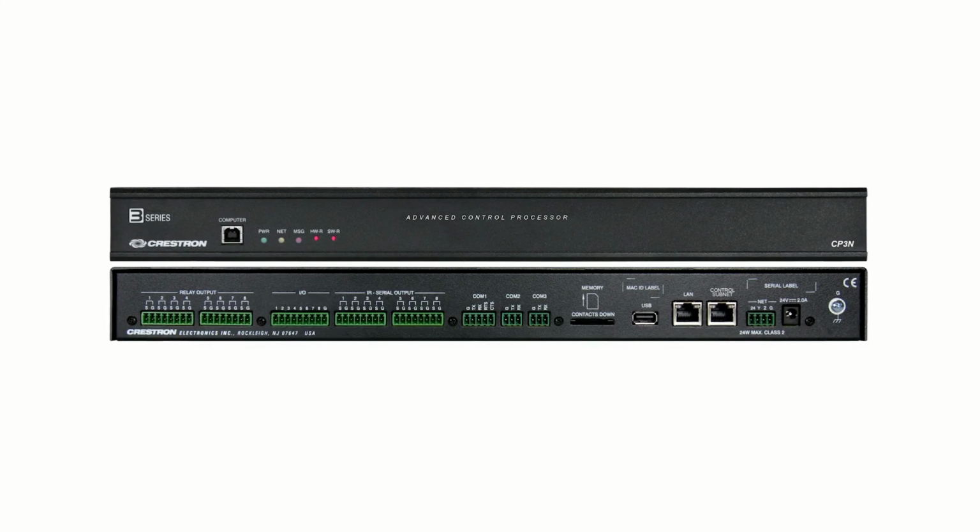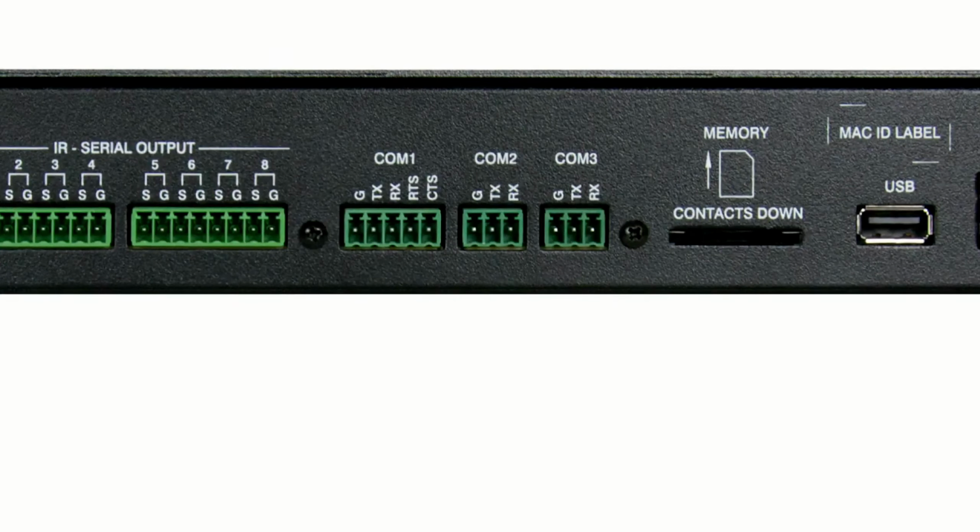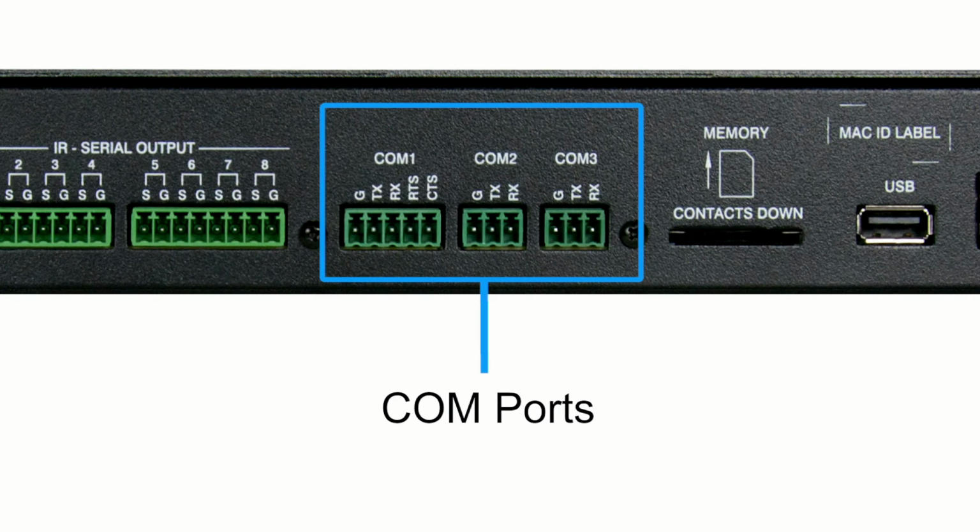Shown here is the CP3 control processor. Here are the communication ports, commonly called COM ports. 3 are available on this processor. Serial communication can be bidirectional. This means that a control processor could send a command to the device and then receive a response from that device providing real-time feedback. Some COM ports can support different protocols.